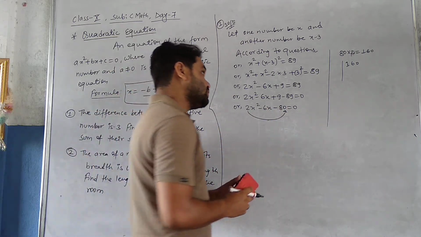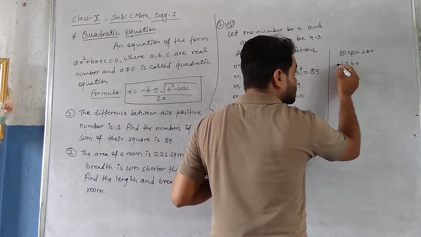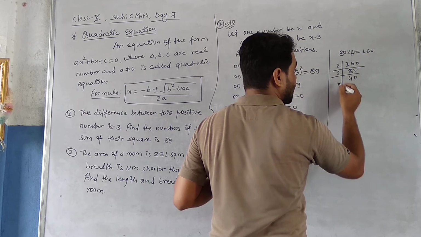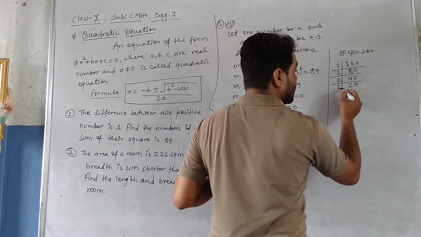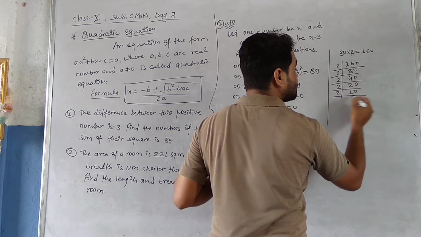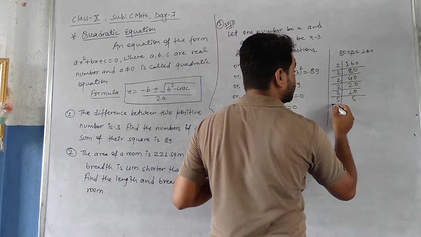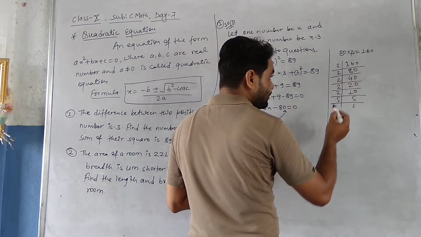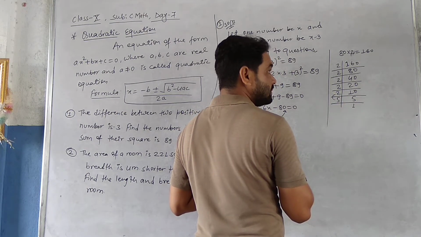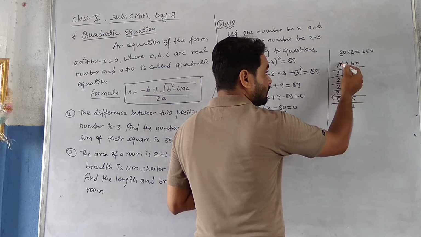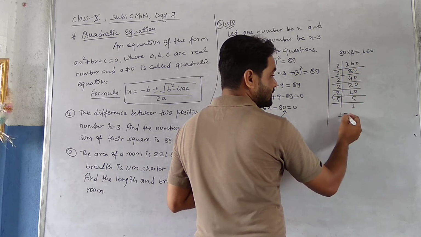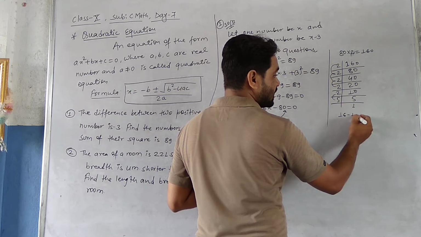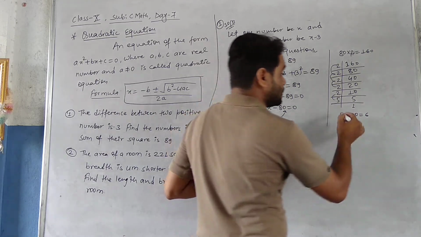So let's factorize this. With 2, we get 80. With 2, we get 40. Again with 2, we get 20. Again with 2, we get 10. Again with 2, we get 5. Then 5 is 1. Now let's make two numbers from here. 5 2s are 10, and 8 2s are 16. 16 minus 10, we get 6. This is our required pair.